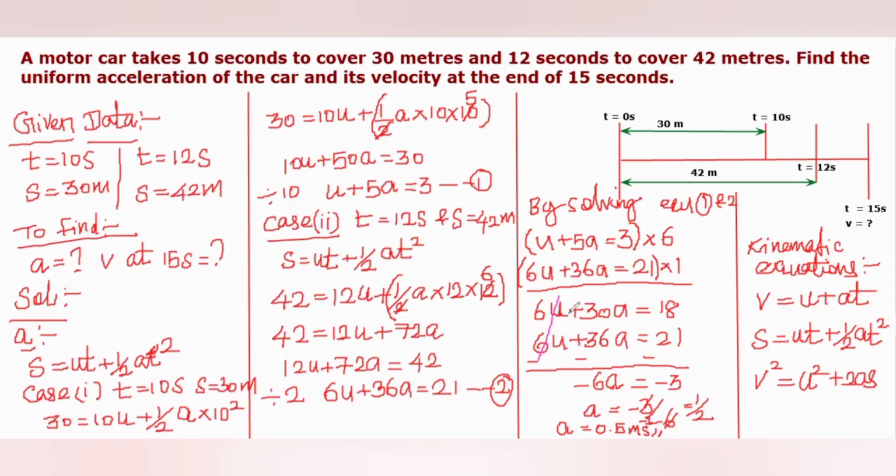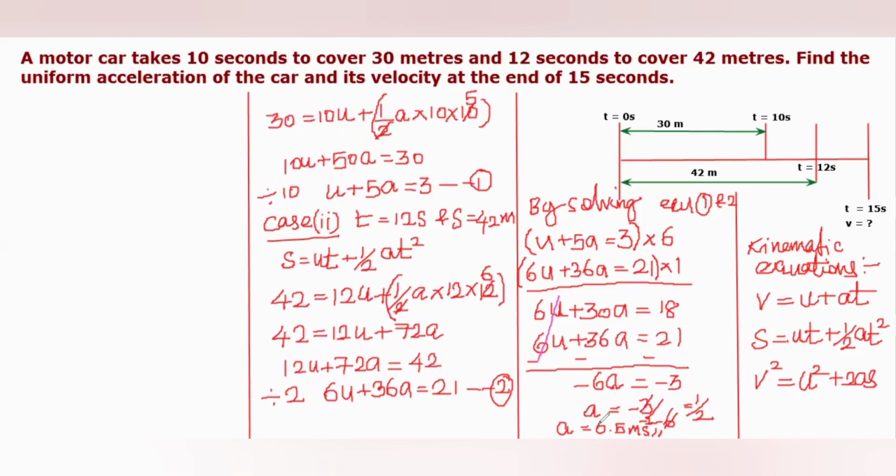So now I'm going to substitute the value of acceleration, a equal to 0.5 meter second power minus 2, in any one of the equations, namely the first equation. So substitute the value of acceleration in the first equation, acceleration equal to 0.5 meter second power minus 2 that we got.